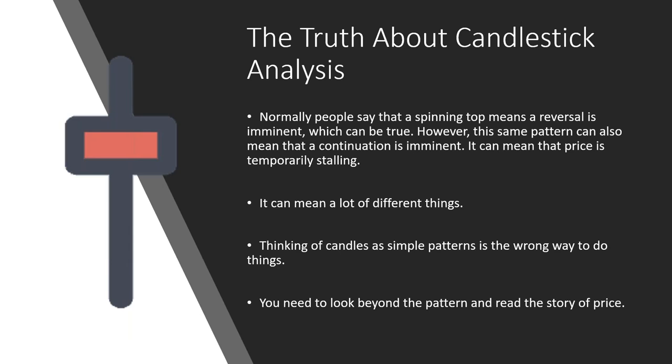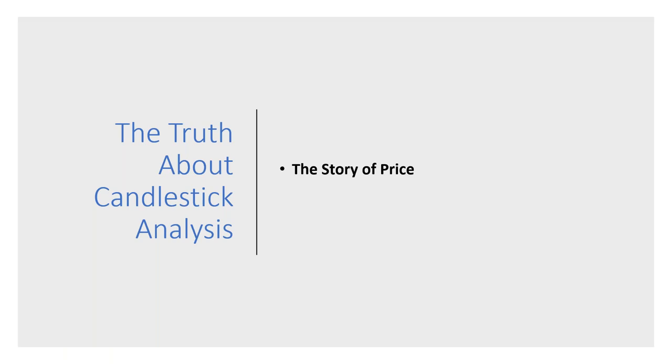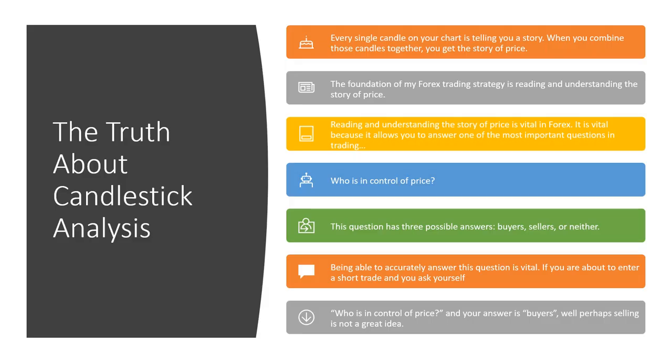So the truth about candlestick analysis is that normally people say things like a spinning top, and a spinning top, which is on that cheat sheet I gave you, means a reversal is imminent, which could be true. However, that same pattern could also mean that a continuation is imminent. It can mean that price is temporarily stalling. It can mean a lot of different things. Thinking of candles as a simple pattern is the wrong way to do things. You need to look beyond the pattern and read the story of price. Okay, and this helps us interpret candlesticks. Every single candle on your chart is telling you a story.